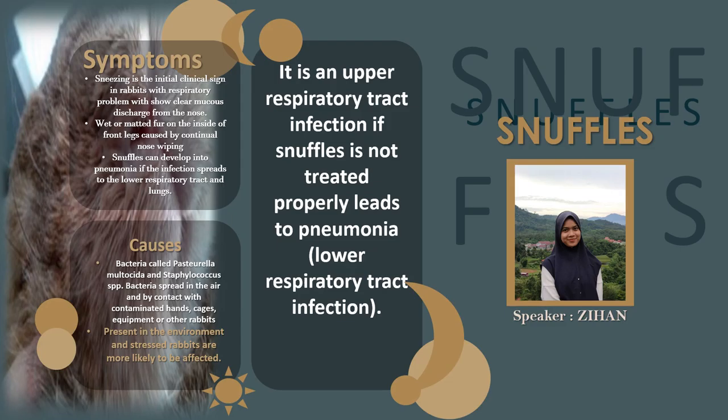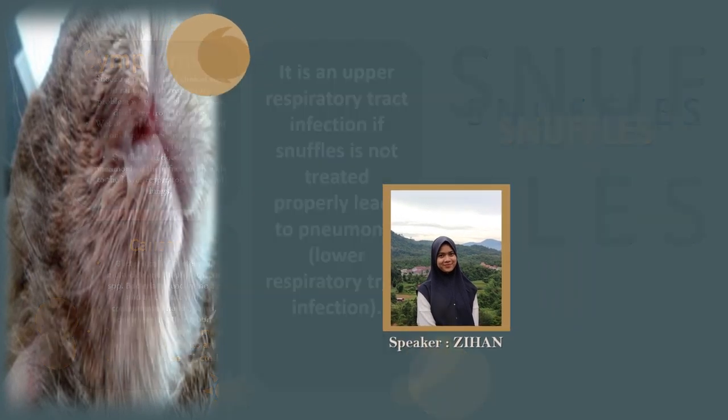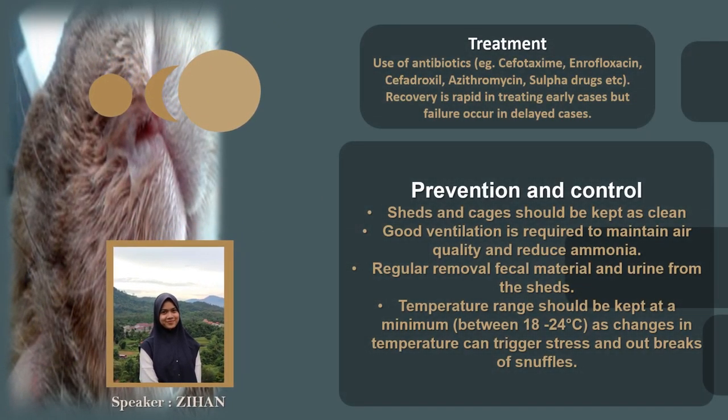The causes are bacteria called Pasteurella multocida and Staphylococcus species, which spread in the air and by contact with contaminated hands, cages, equipment or other rabbits. They are present in the environment and stressed rabbits are more likely to be affected. For the treatment, antibiotics are used, for example cefotaxime, ciprofloxacin, cefadroxil, azithromycin, sulfur drugs and so on. Recovery is rapid in treating early cases, but failure can occur if it is delayed.